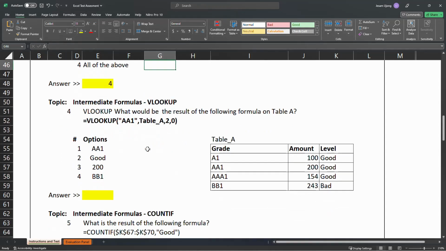Okay, next question. VLOOKUP. I don't know if Mary is going to be like this, then give it a shot. So VLOOKUP, what would be the result of the following formula on table A? This is table A. So if you do VLOOKUP, this, what would be the answer?